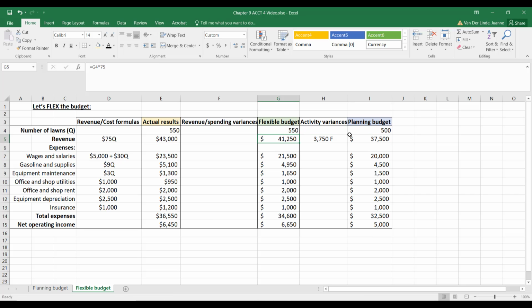So in this case, because we have 50 more lawns being mowed in actuality, that leads to a favorable activity variance here when you're comparing the revenue under the flexible budget to the revenue under the planning budget.